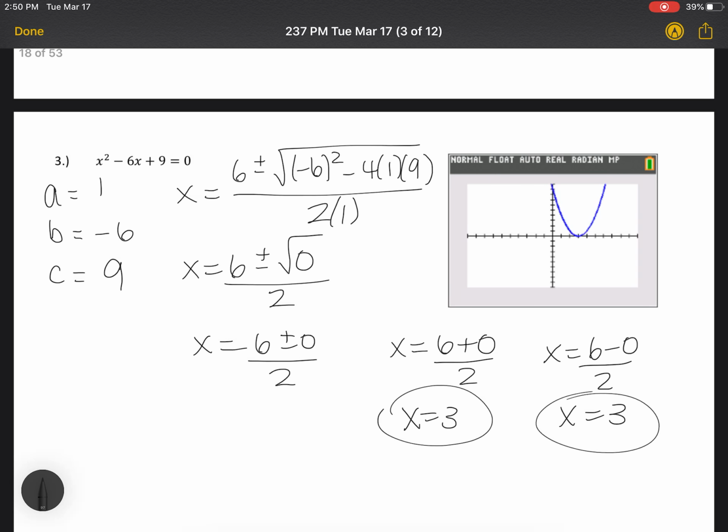Okay, now if you take a look at the graph, notice how the graph does touch the x-axis at 3, but it doesn't ever actually cross through it and then come back up like the other examples that we've seen so far. So when you get two solutions here that are the exact same number, this is called a double root. And it'll always look like this graph where it just bounces off at that specific number.